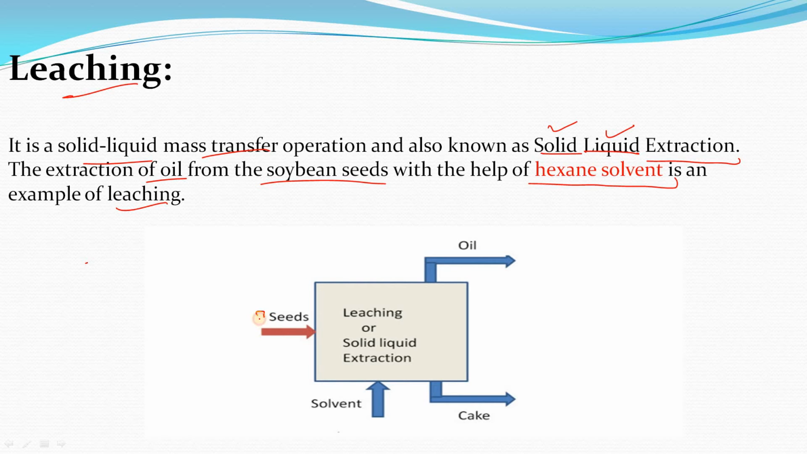Suppose here are soybean seeds which we feed from here, and from this side the solvent comes into this tower. After the operation we get the oil in the extract phase and the wet cake in the raffinate phase. The desirable solute is oil, which we get from here, and the cake with a negligible concentration of oil is obtained from the raffinate phase. This is the example of leaching.